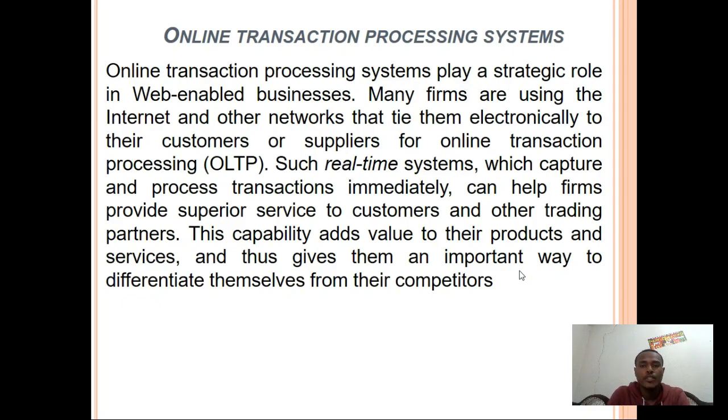Online transaction processing system. Online transaction processing systems play a strategic role in web-enabled businesses. Many firms are using the internet and other networks that tie them electronically to their customers or suppliers for online transaction processing, such as a real-time system which captures and processes transactions immediately. It means as you enter the data, it will capture and process those transactions.